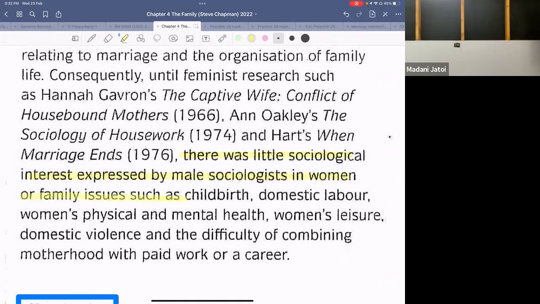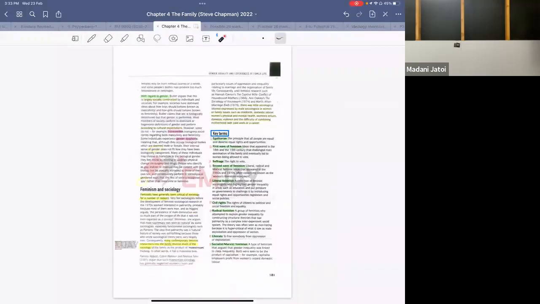Women's family issues such as childbirth, domestic labor, women's physical and mental health, women's leisure, domestic violence, and the difficulty of combining motherhood with paid work or a career. Clear here? Now, let me take you back to where we started.